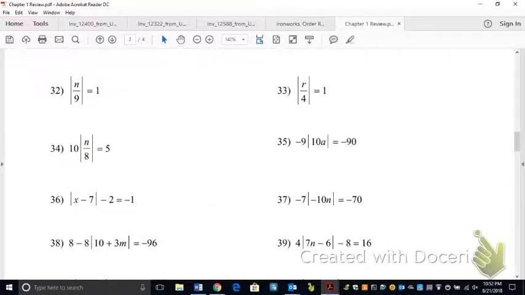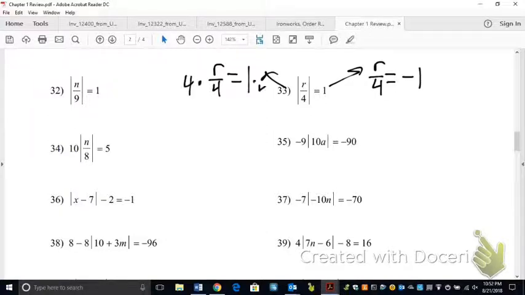33. So again, we have the absolute value of r over 4 equals 1. So to break it out of those absolute value bars, we want to write r over 4 equals 1. First time, you just want to write it exactly the same without the absolute value bars. Then on the other side, we want to go r over 4 equals negative 1. All we do is multiply both sides by 4. So we get r equals 4 and r equals negative 4.